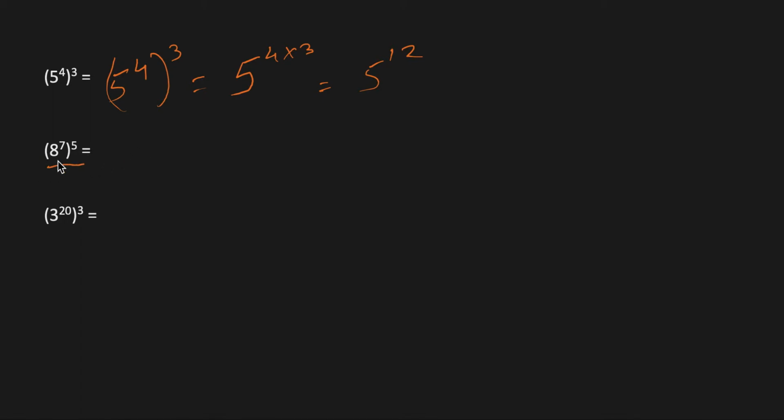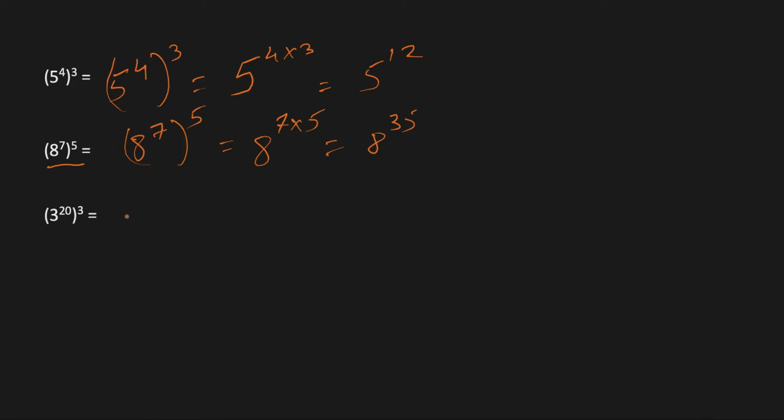In this case, it's 8 to the power 7 in parentheses to the power 5. So this is nothing but the same base, which is 8, raised to 7 times 5. So this would be 8 to the power 35.